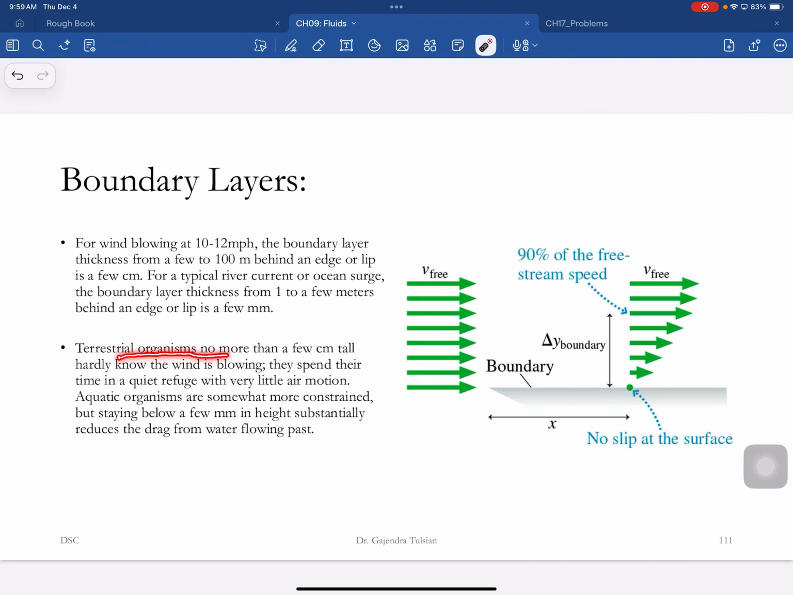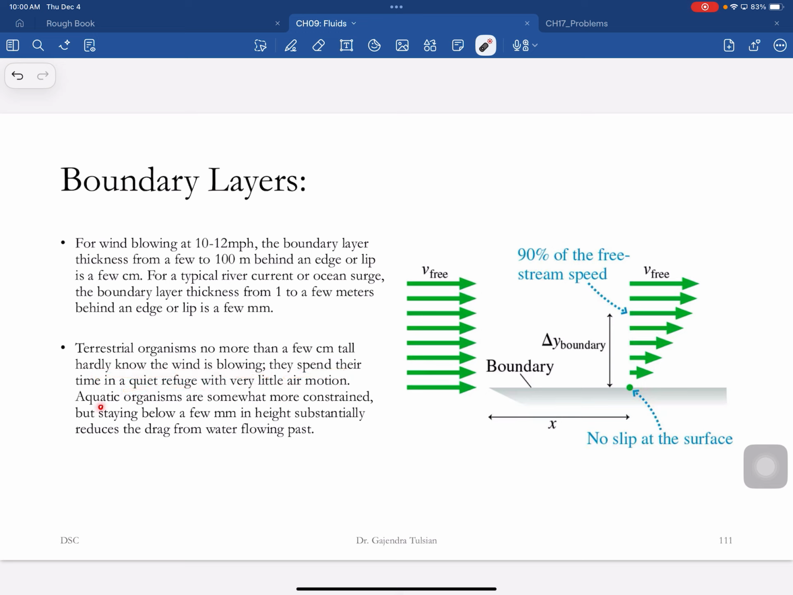Terrestrial organisms no more than a few centimeters tall. A centimeter is about that much. Terrestrial organisms no more than a few centimeters tall hardly know that the wind is blowing. They spend their time in quiet refuge with little air motion.